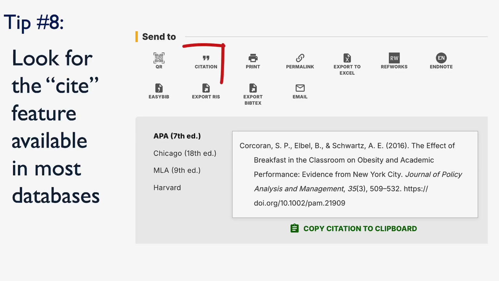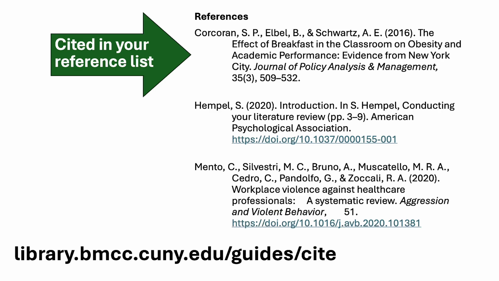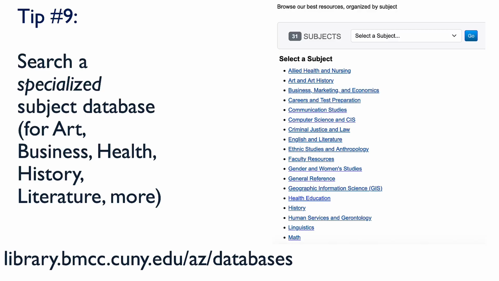Tip number 8, look for the Cite feature available in most databases. Citing a source helps you to compile your research paper list of references in the style requested by your professor and to avoid plagiarism.